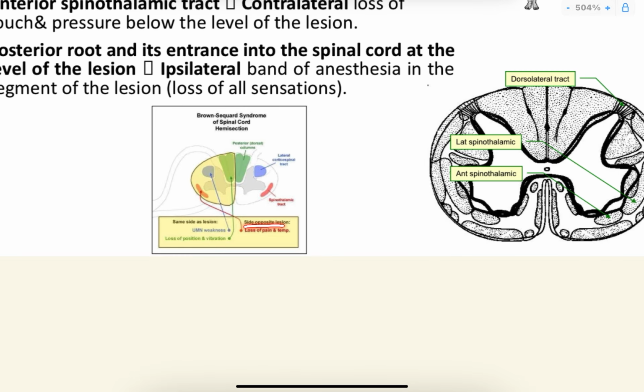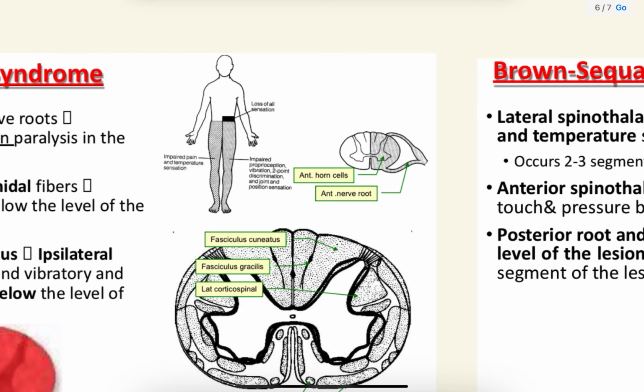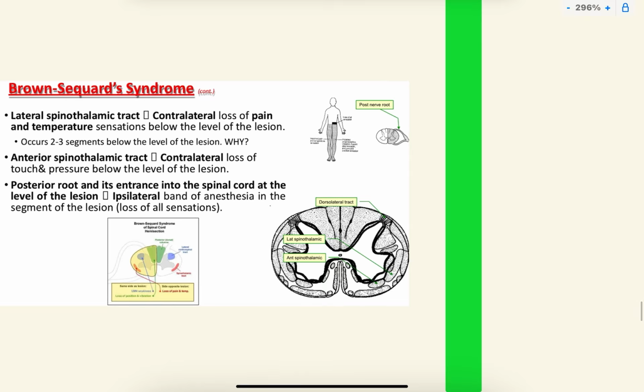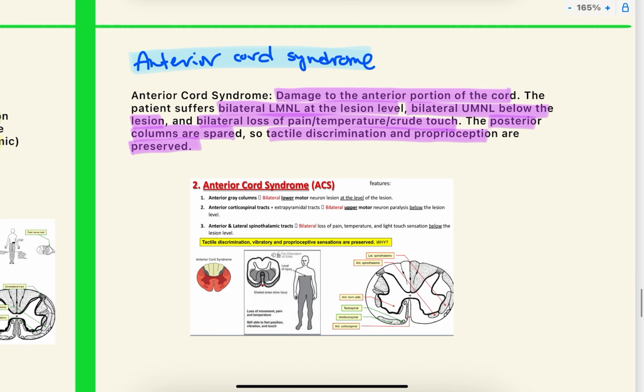Here also in this picture it says what? On the opposite side, loss of pain and temperature. Same side, upper motor neuron weakness or loss of position and vibration. And also we said what? We said proprioception, vibration, and two-point discrimination, and the joint position, all of that. So it's basically repetitive.